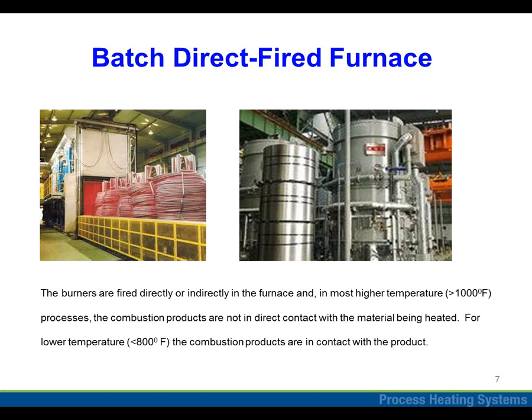The other one is the batch type of direct fired furnace, where you have material going in the furnace, you load the furnace, close the door, and you start your burners. The flue gases come in contact with the material being heated. In this case, it happens to be a bunch of coils being heated. But it's batch because the material is not going in and out continuously. Next slide, Sachin.